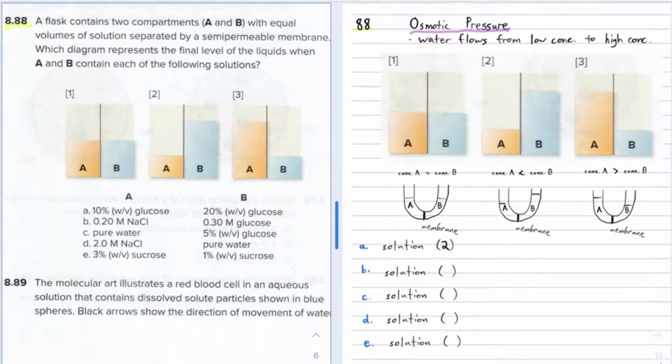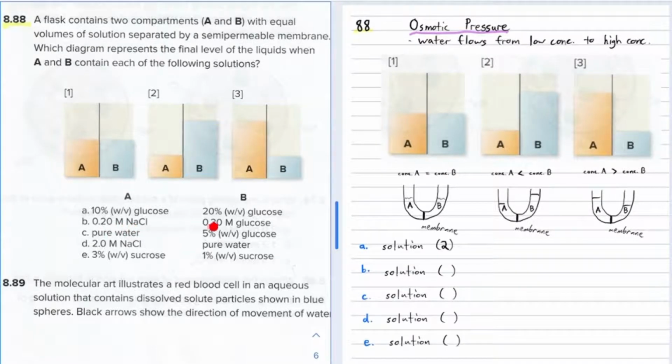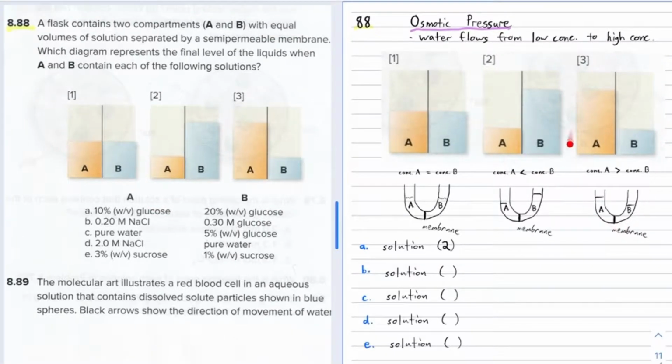Part B, you got 0.20 molarity sodium chloride on the left versus 0.30 molarity sodium chloride on the right. Now you might think this is lower concentration and it's going to flow towards that side, which is higher concentration, but remember, sodium chloride dissociates into sodium pluses and chloride minuses. For every 1 mole of sodium chloride, you got 2 moles of ions. And if you got 0.20 molarity sodium chloride, it's going to be 0.40 molarity of ions, because this stuff splits apart into its ions. So you got 0.40 molarity of ions versus 0.30 molarity of glucose molecules. Glucose doesn't dissociate. It's a molecular compound. So this is more concentrated, and water is going to flow from the right over to the left, and you're going to be left with situation 3.